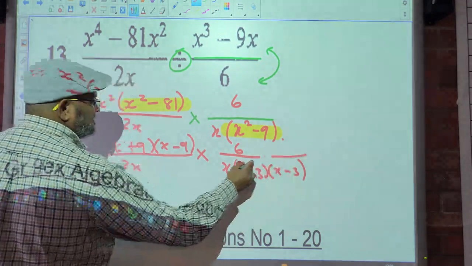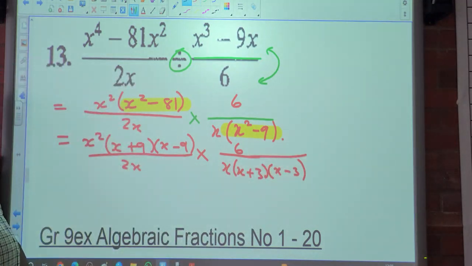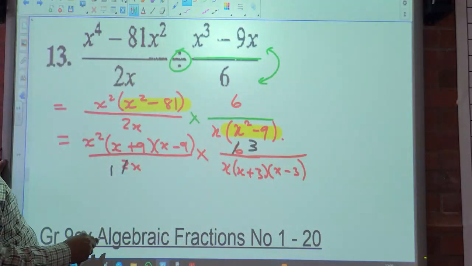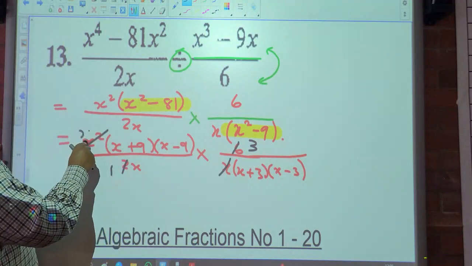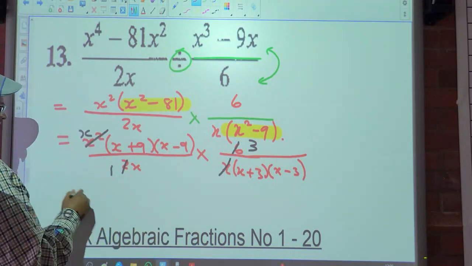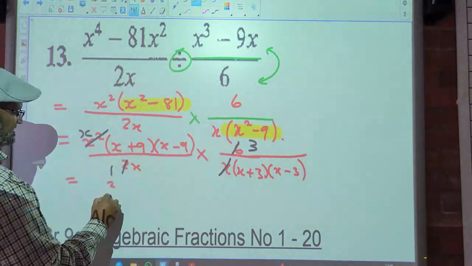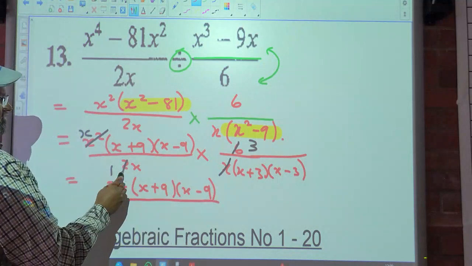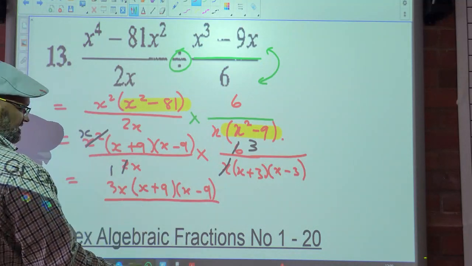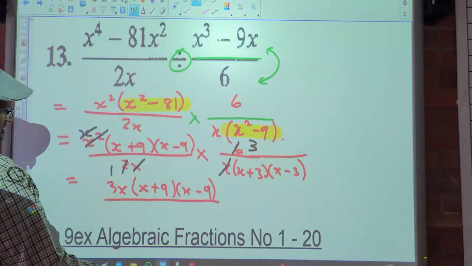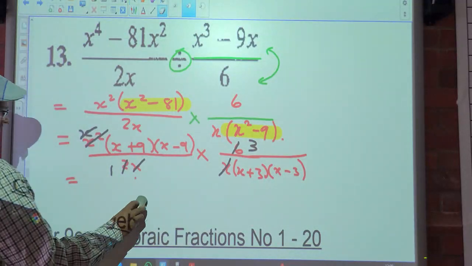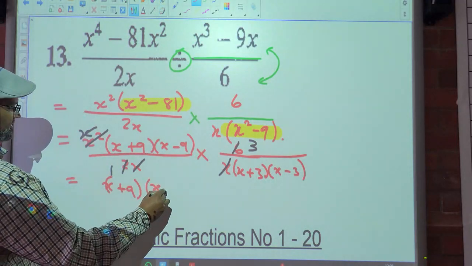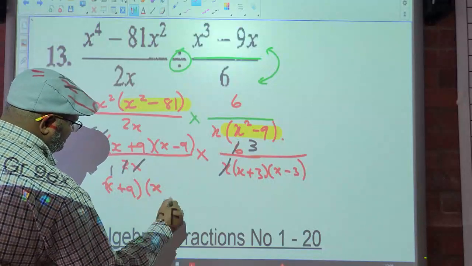Anything can cancel, people? Anything that can cancel? Yes. 2 going into 2 once, 2 going into 6, 3 times. I think it's a typo on this question. x and x squared gives you x. So nothing else cancels, not so. So what do I have? 3 times x is 3x into x plus 9, x minus 9. And this is all over... Now this x is also cancelled, not so. So what are we left with? x plus 9, x minus 9, and the 3 at the back, which we of course write in front.